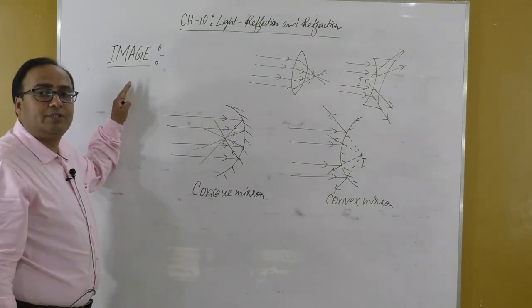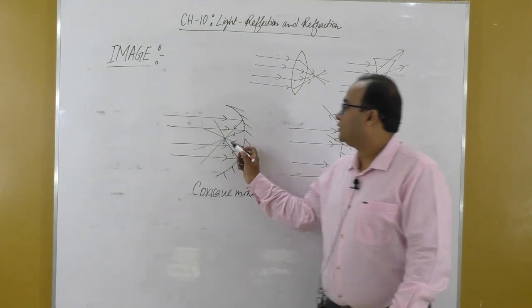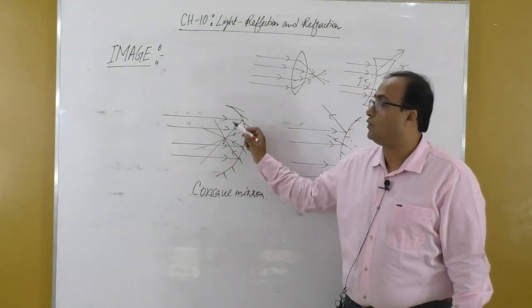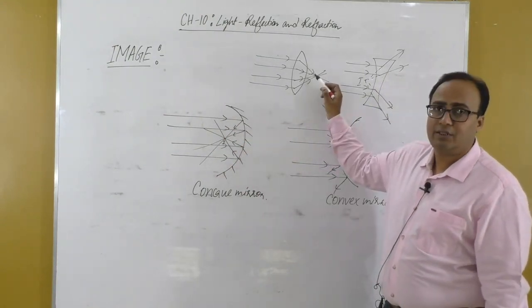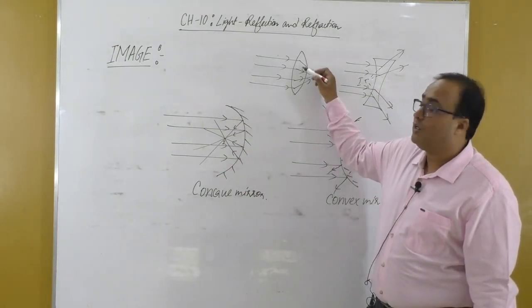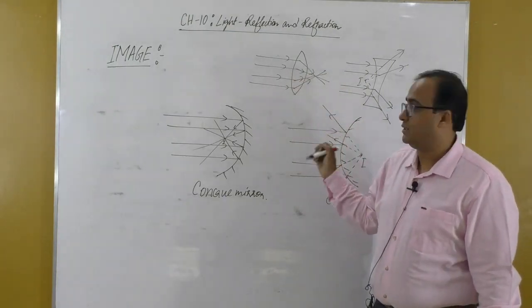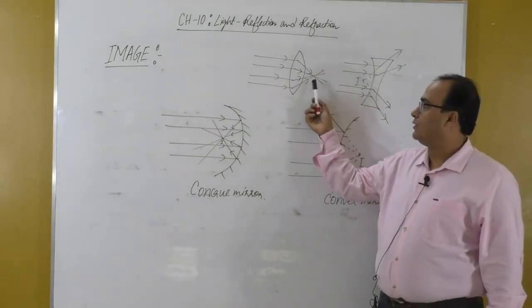Now, what is the meaning of the term image? Image is a point at which two or more light rays converge after reflection or refraction of light. Here, bending of light rays, when light rays pass from one medium to another medium, is called refraction. Here reflection, bouncing back, here refraction. We will discuss later on.